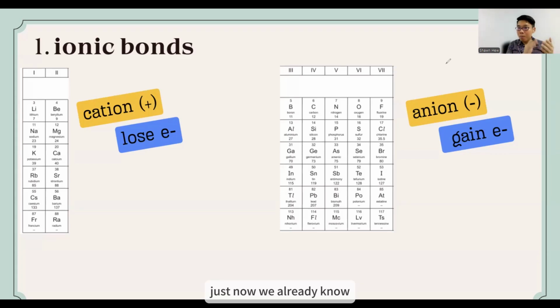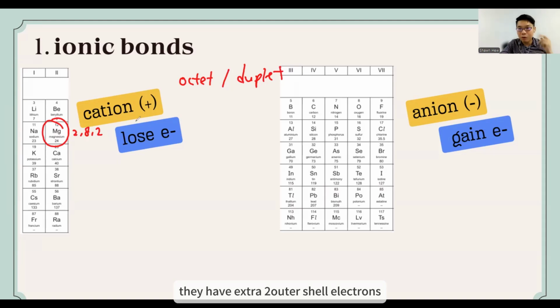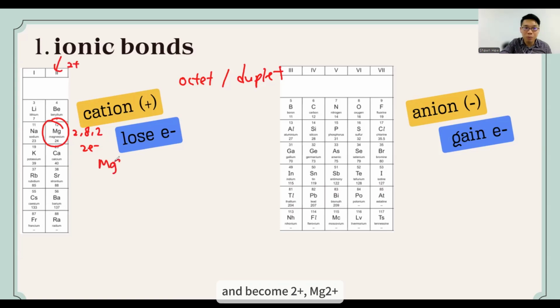Just now we already know metal will lose electron and form cation. Non-metal will gain electron to form anion. But how many electrons will they lose or gain? You always need to bear in mind all atoms wish to form octet or duplet, which is stable. For example, magnesium, it's 2,8,2. They have extra 2 outer shell electrons. That's why they will lose 2 electrons and become 2 plus, Mg2+.